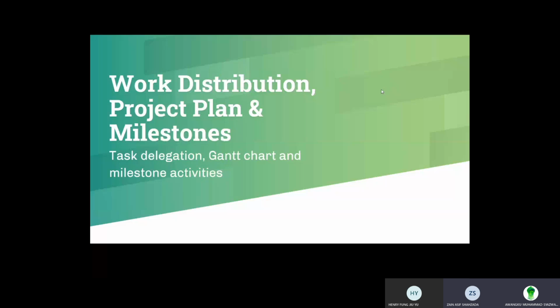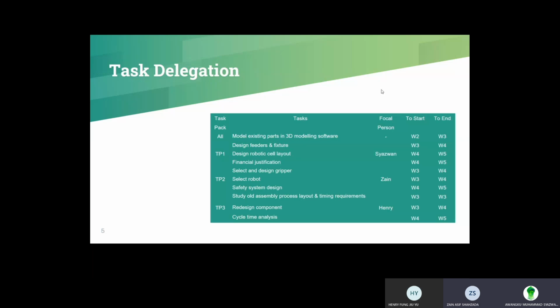So for the work distribution, project plan, and milestones, we have a few packs of tasks. Initially, our project started off with everybody doing the first task, which is modeling the existing parts in 3D modeling software. And eventually, we divided the following tasks amongst us equally. The first task pack is by me, which is the designing of feeders and fixtures, design of the robotic cell layout, and financial justification.